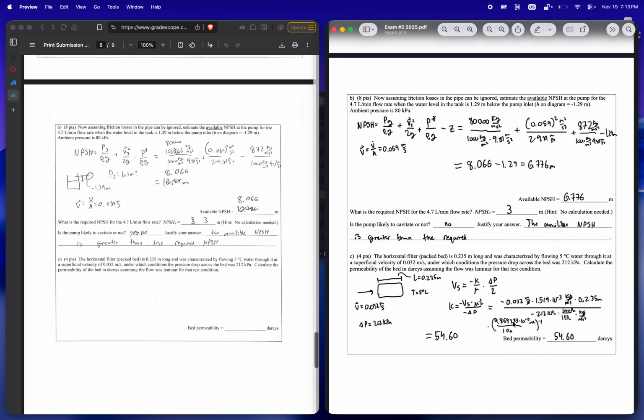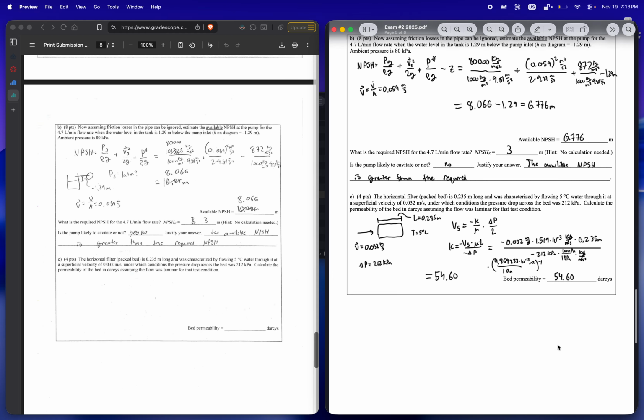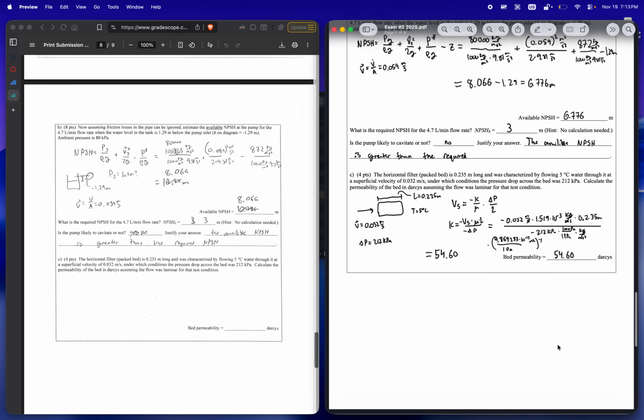And we have to use a Darcy conversion factor to convert from meter squared to Darcy. And I got 54.6 Darcys. And that was the whole exam. I ended up getting this one right too.